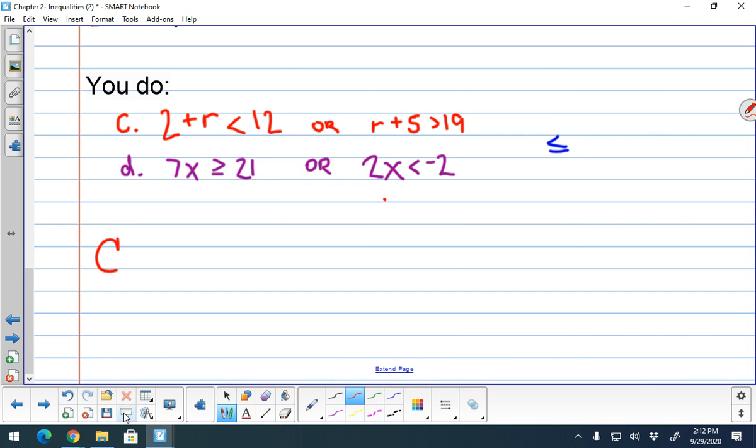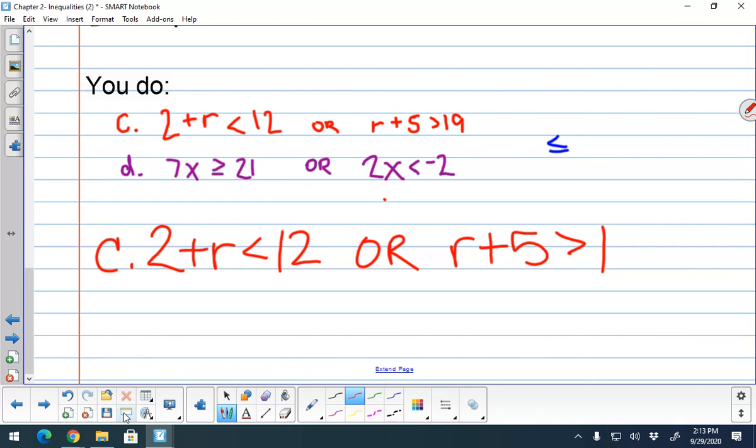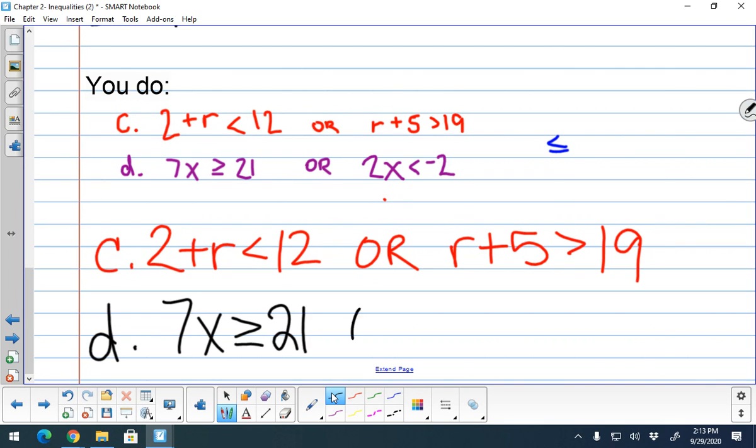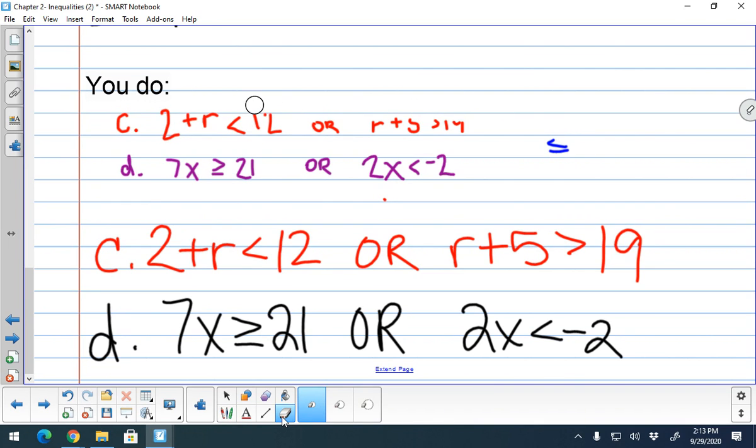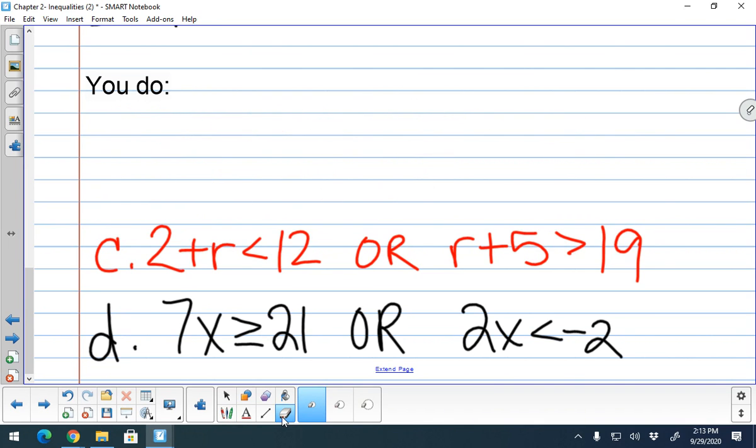All right, your turn. For C, it says 2 plus R is less than 12, or R plus 5 is greater than 19. And then D says 7x is greater than or equal to 21, or 2x is less than negative 2. All right, stand when y'all are done.